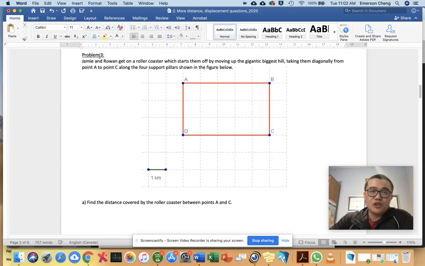Jamie and Rowan get on the roller coaster. It starts off by moving up a gigantic hill, taking them diagonally from point A to point C along the 4 supporting pillars in the figure below. I guess this is a hill. Find the distance covered by the roller coaster between point A and point C.